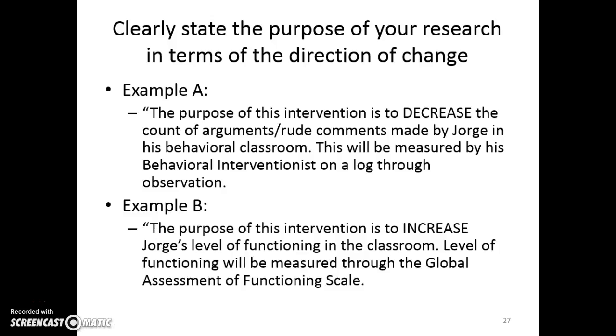So here are just, again, a couple of examples of how you would phrase that in writing up your research in single subject design and how you would be able to understand that.